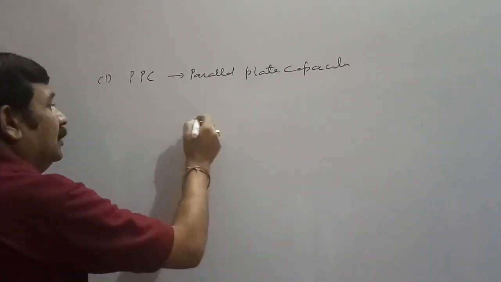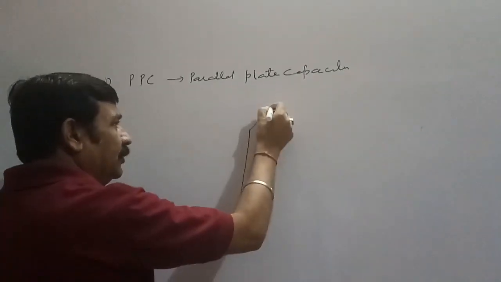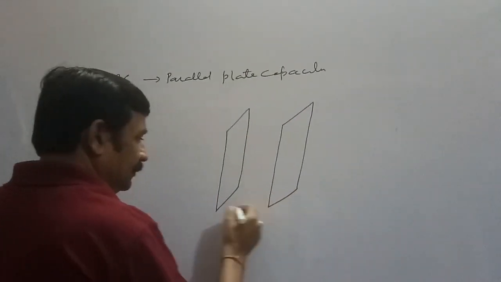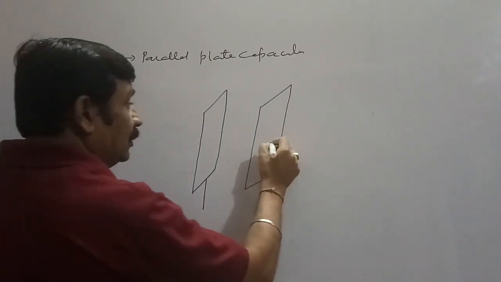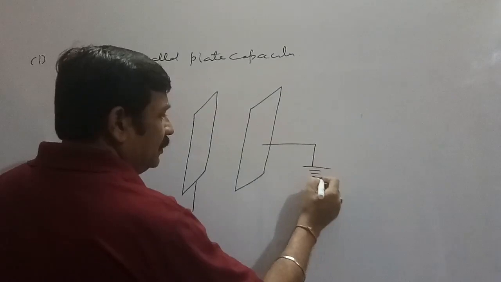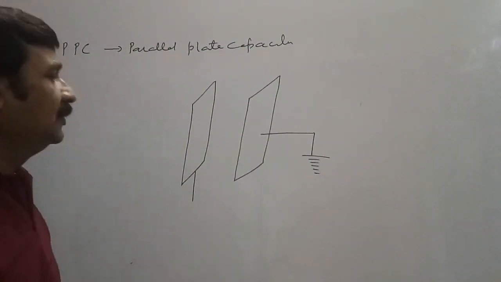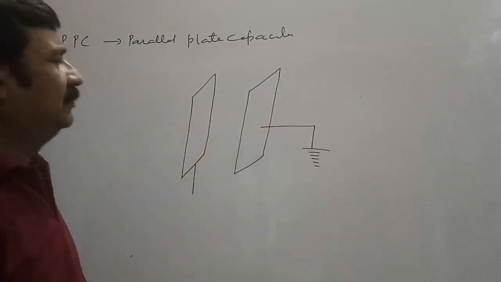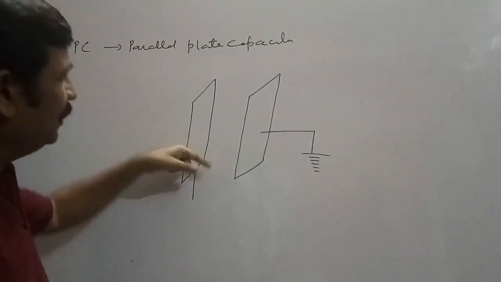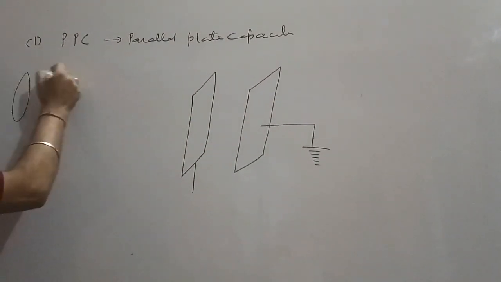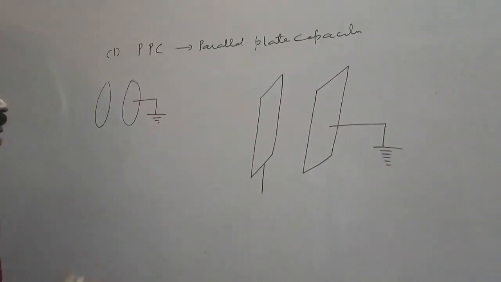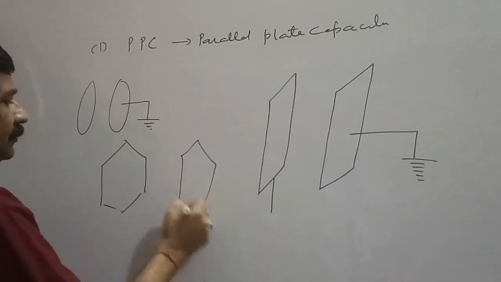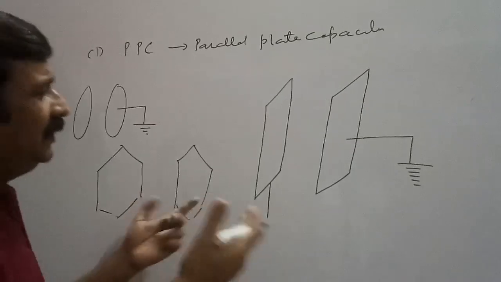Dear students, such a type of capacitor which consists of two parallel conducting plates, where the outer face of the second plate remains connected with earth, is known as a parallel plate capacitor. Now these two plates which are parallel to each other may be of circular shape, hexagon shape, triangular shape, or any other shape.